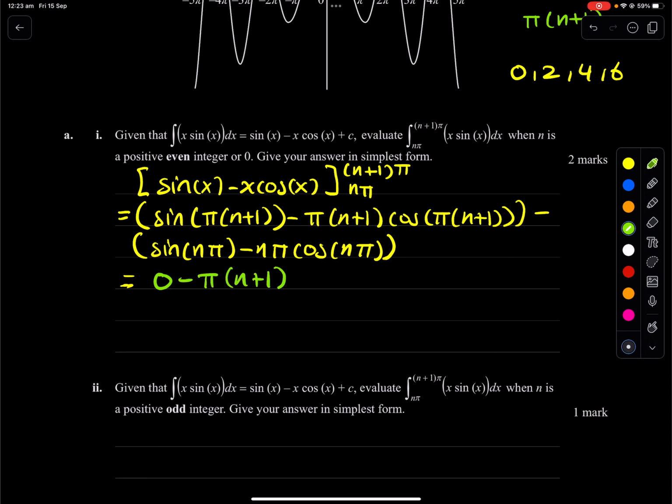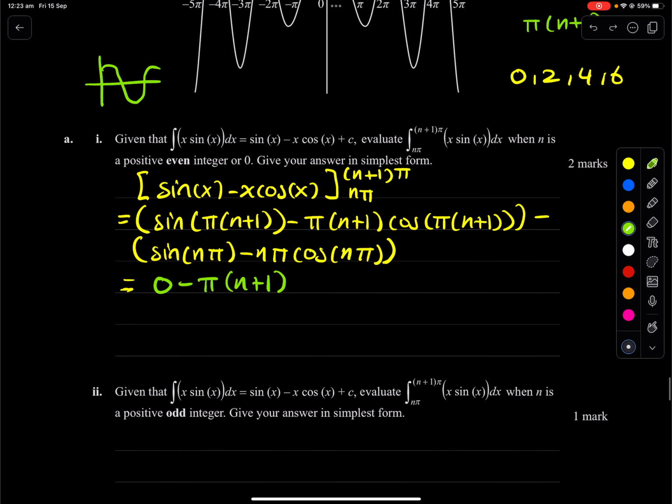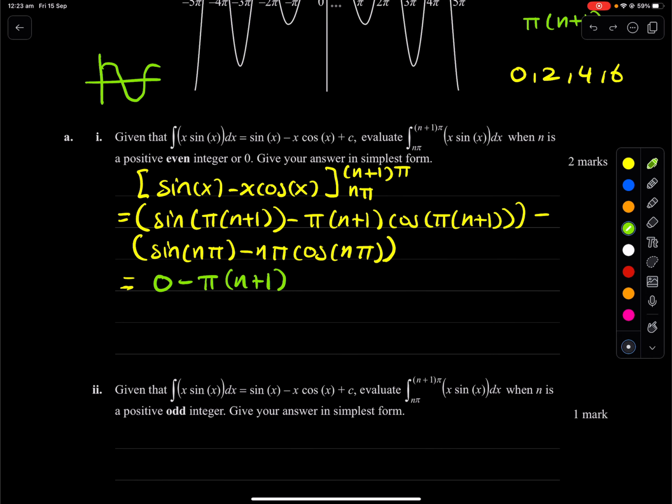Now we look at cos. Let's look at cos of pi(n+1). If we sub in 0, it's cos pi, which is -1. What about if we sub in 2? So 3 pi, it's still -1. So it repeats -1 forever. So what do we know? This expression becomes -1, minus.